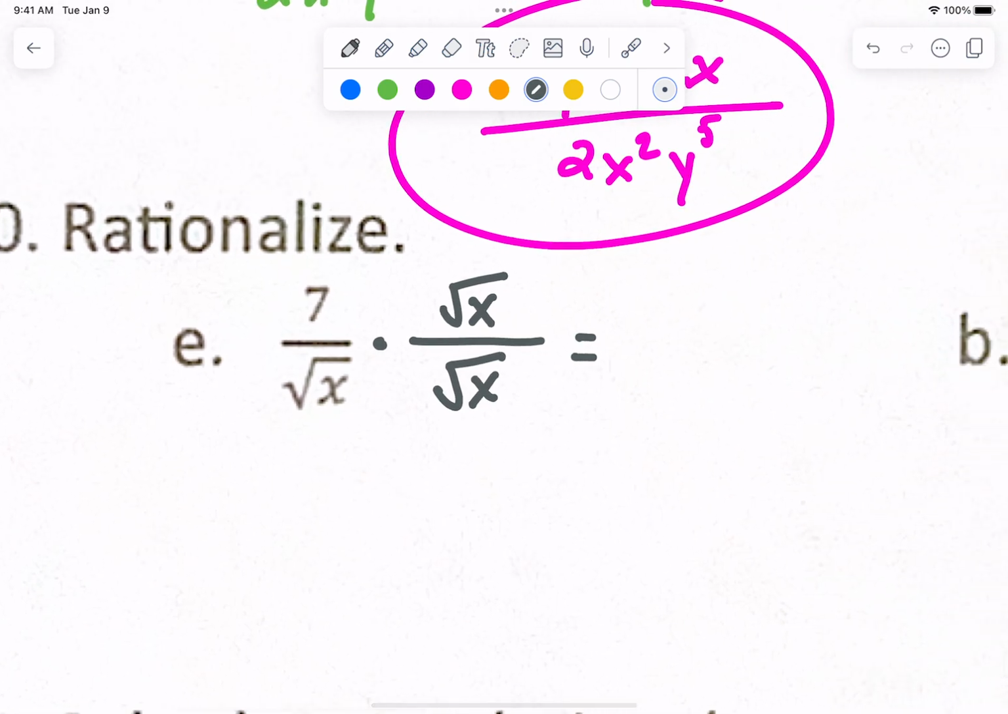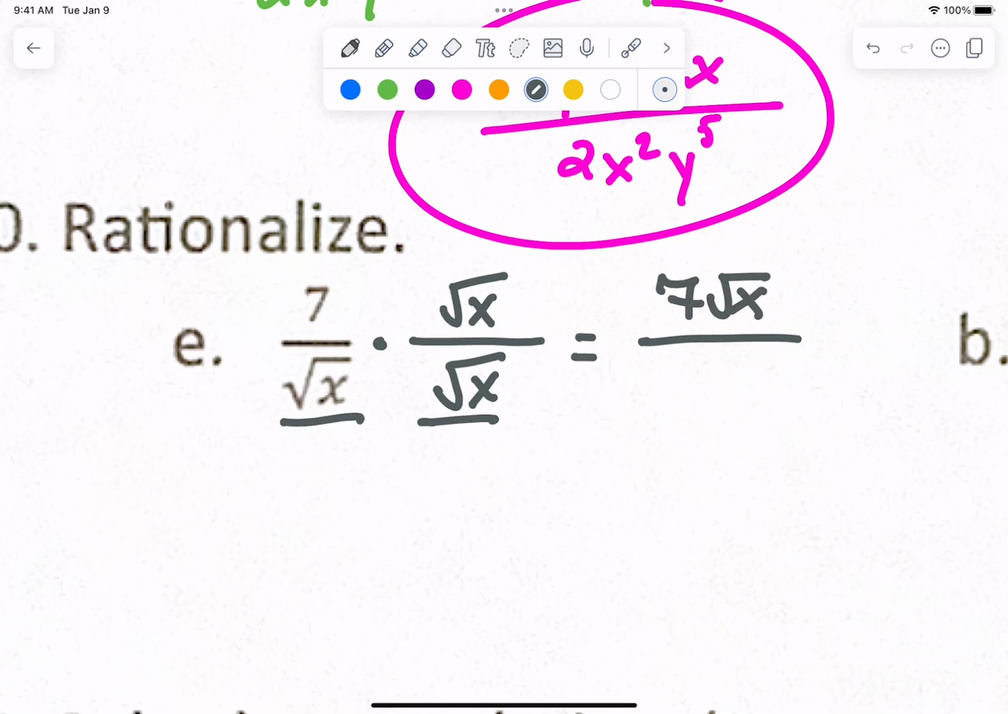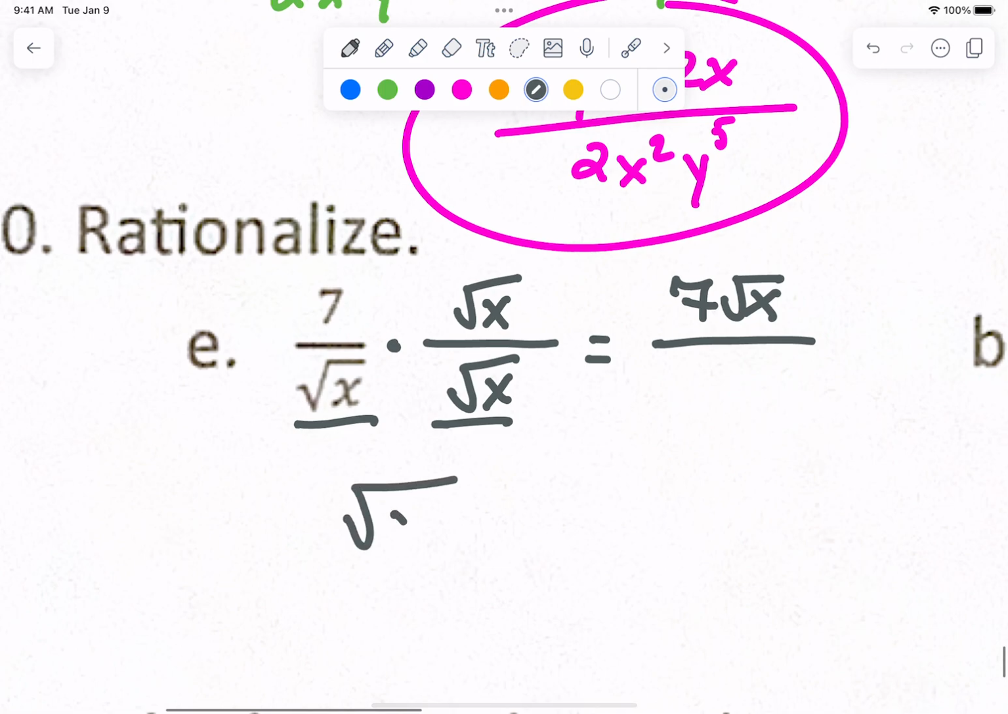So this one, what's the top going to become? 7 square root of x times square root of x, so 7 square roots of x. What's the square root of x times the square root of x? It's the square root of x squared.